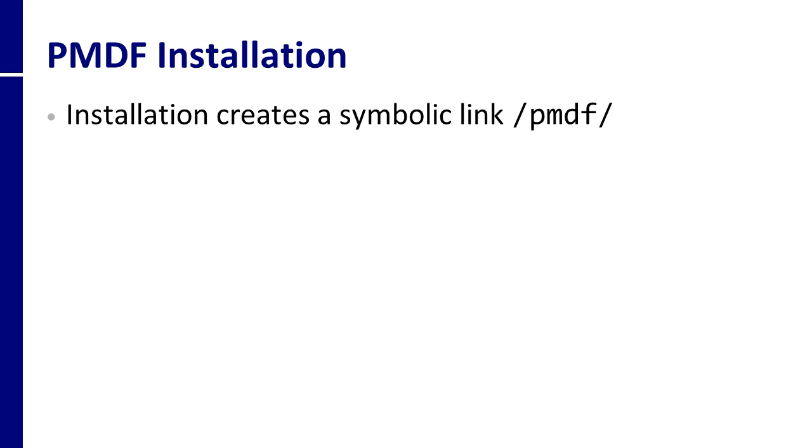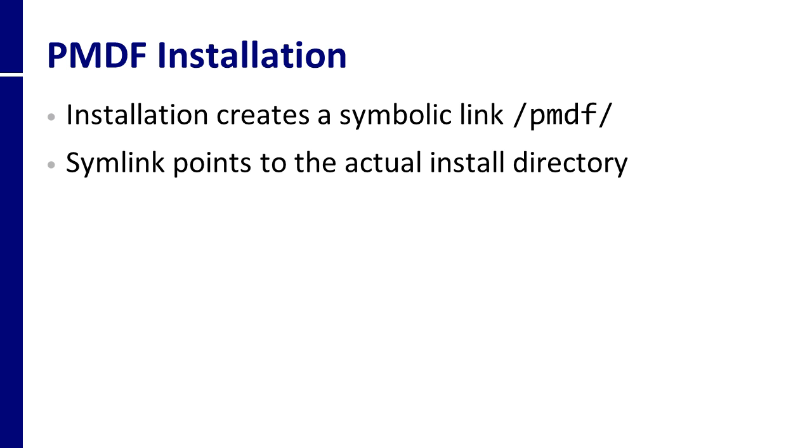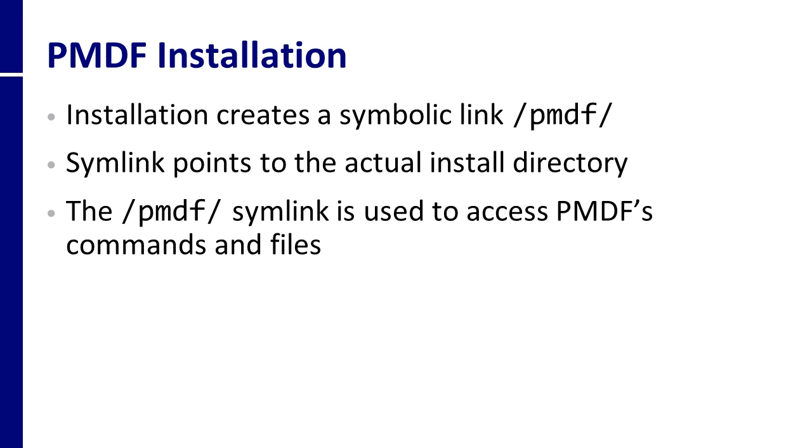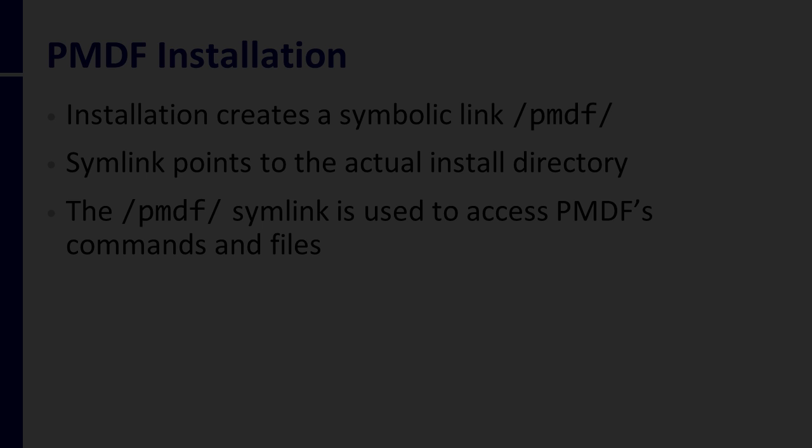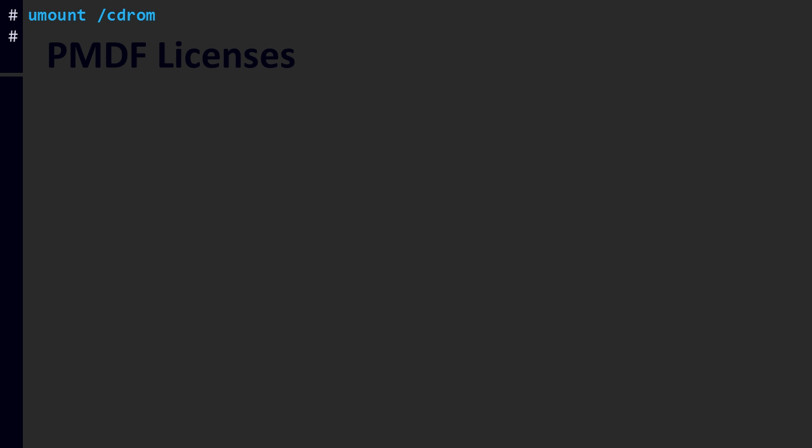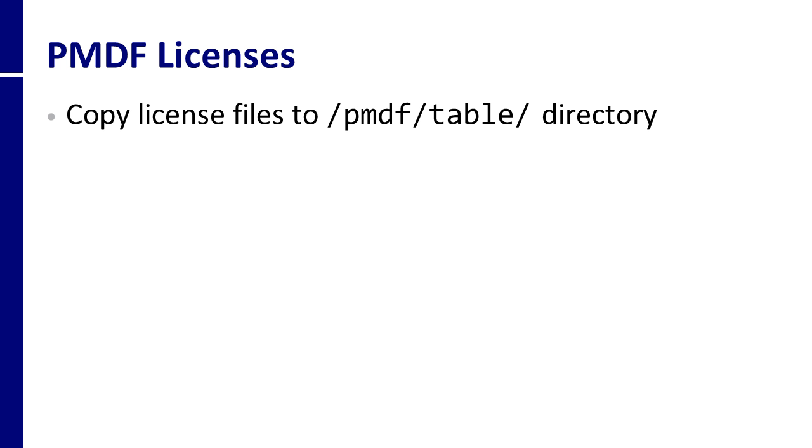Regardless of where you choose to install PMDF, the installation will create a /PMDF symbolic link that points to the install directory. This symlink is what you'll use to access PMDF's commands and files. After the PMDF kit has been installed, you should unmount the distribution CD-ROM with the umount command. Now that PMDF is installed, you need to load your licenses.